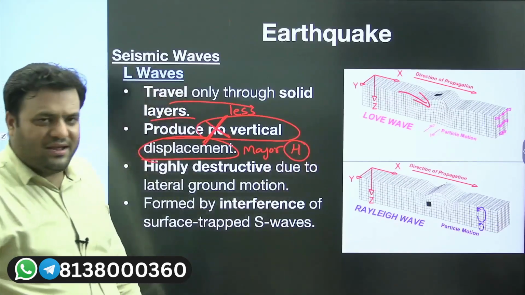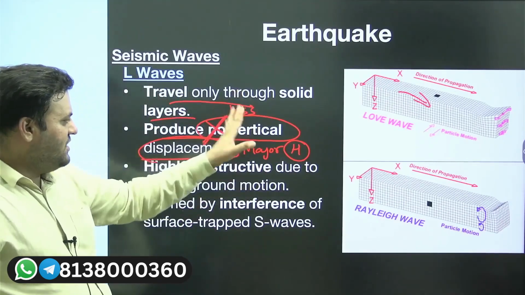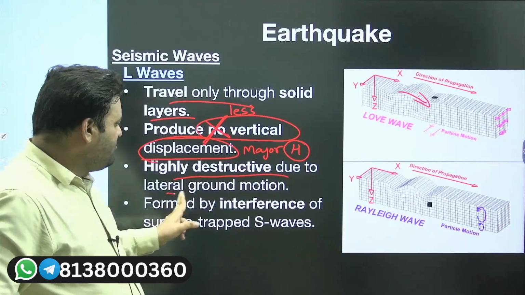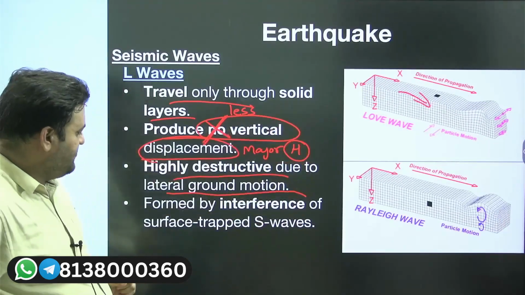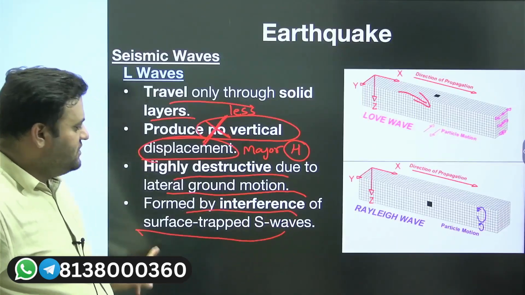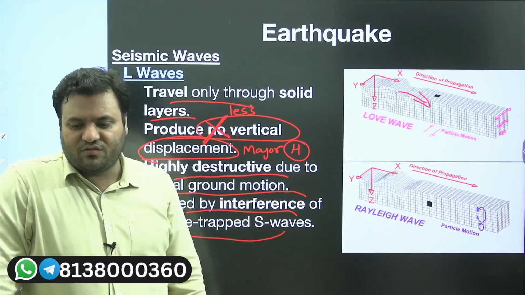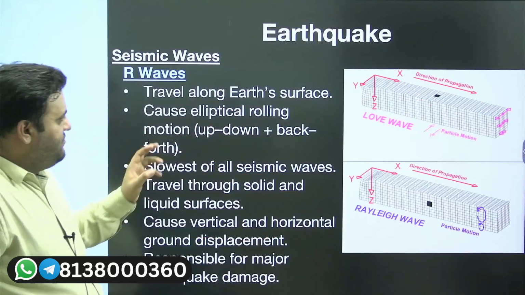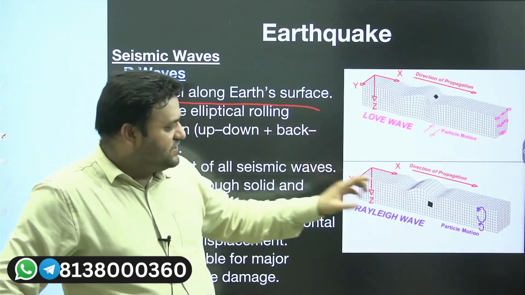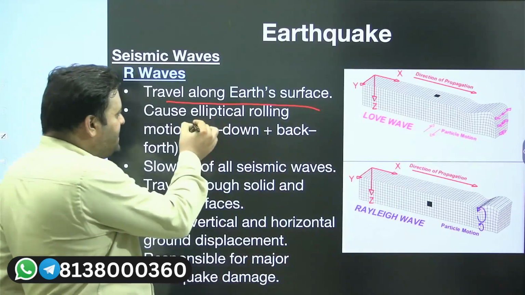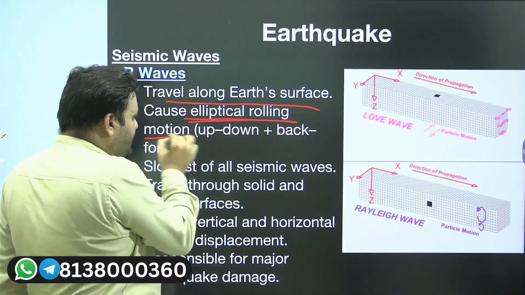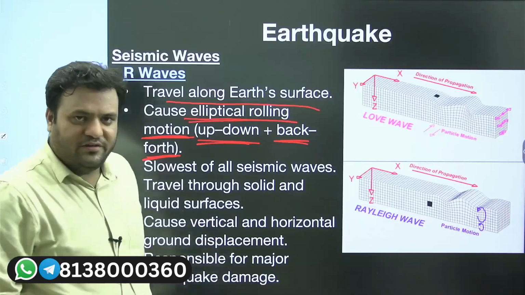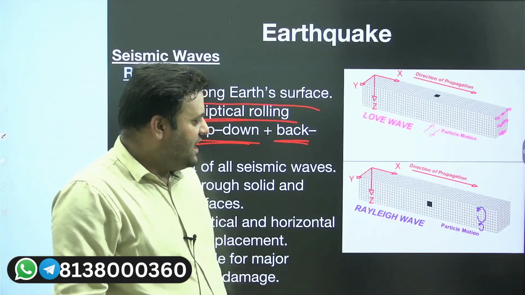When we are talking about less or major, we use the words less displacement and highly destructive due to lateral ground motion. It is very destructive, formed by interference of S wave. When the S wave is on the surface, as a result, the L wave and R wave form. So this R wave will travel along the Earth's surface in this way, and it will cause an elliptical rolling. It will have an up and down and back and forth kind of movement.